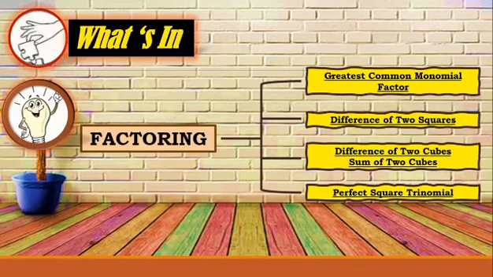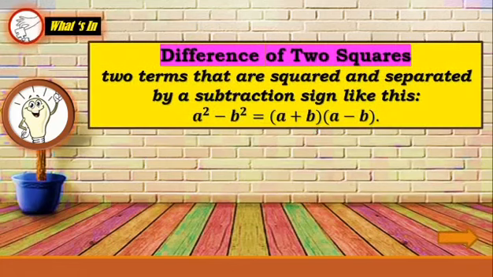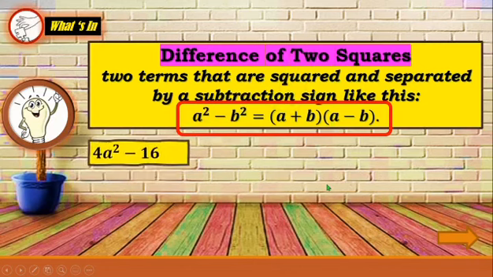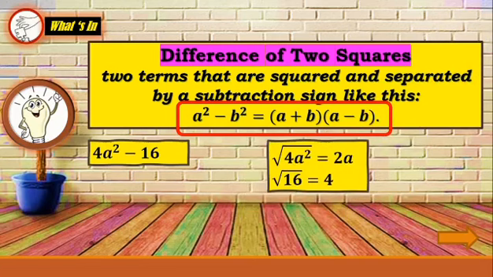What is difference of two squares? The difference of two squares are two terms that are squared and separated by a subtraction sign like this. A squared minus b squared is equal to the quantity of a plus b times the quantity of a minus b. For example, 4a squared minus 16. Extracting the square roots, we have 2a and 4 respectively.